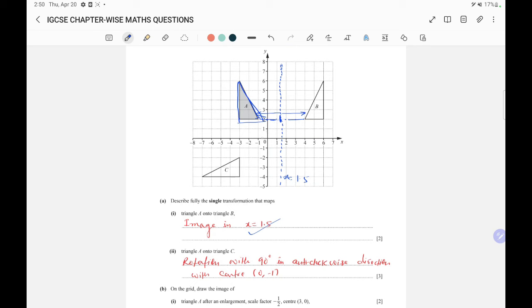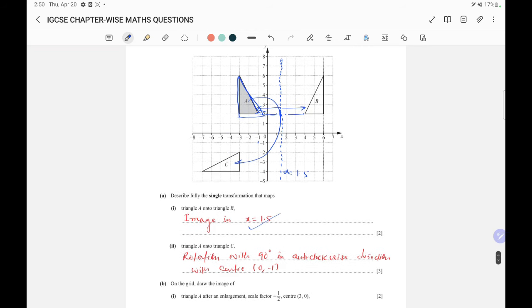In this case, the center will be 0, -1, and when you rotate in clockwise direction, then you will get this curve. So here the answer will be rotation. You have to use this word rotation, in anti-clockwise direction. Oh sorry, it's anti-clockwise direction. Actually the best is to use tracing paper here. So 0, -1, you have to rotate in this direction.